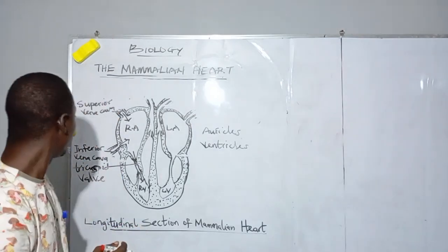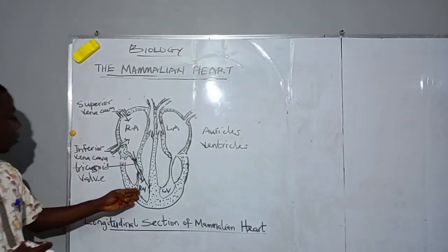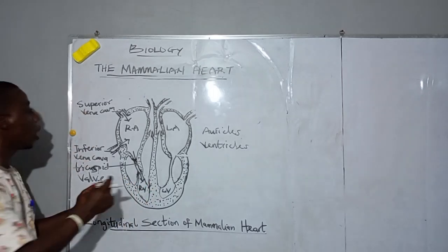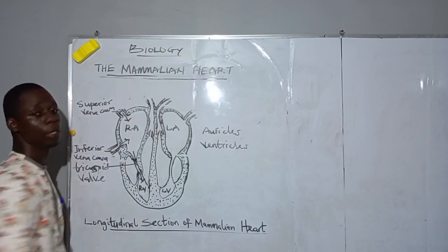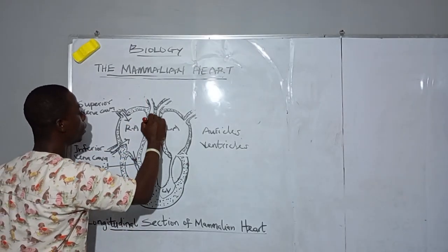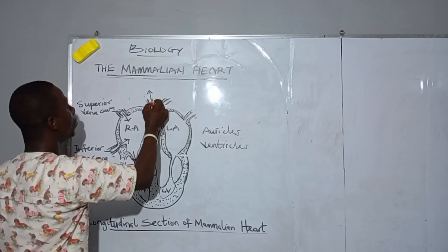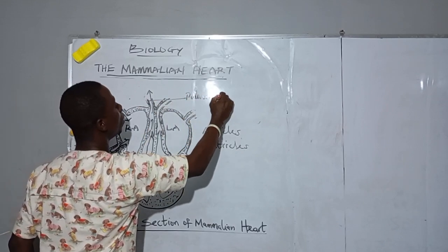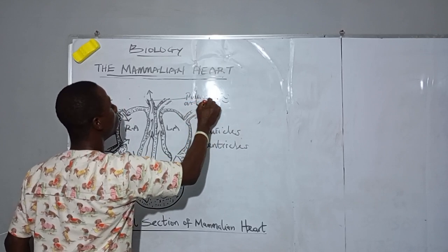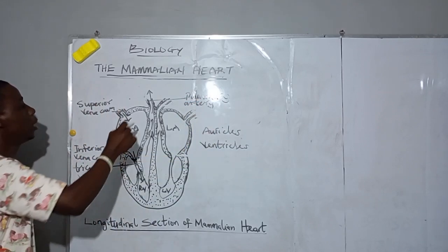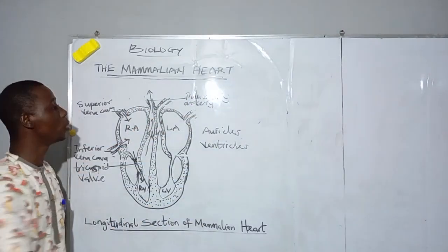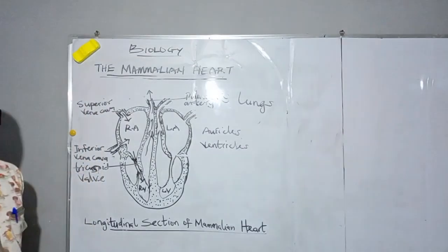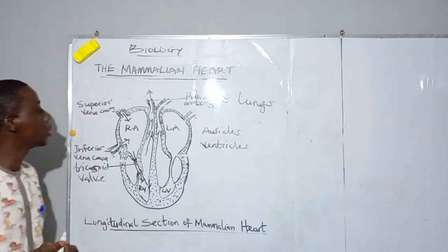The function of this valve is to prevent backflow of blood during systole, that is the contraction of the ventricles, when it is pumping blood out of the heart. The blood comes out through the pulmonary arteries, and this artery takes the blood to the lungs to go and take up oxygen from the lungs.